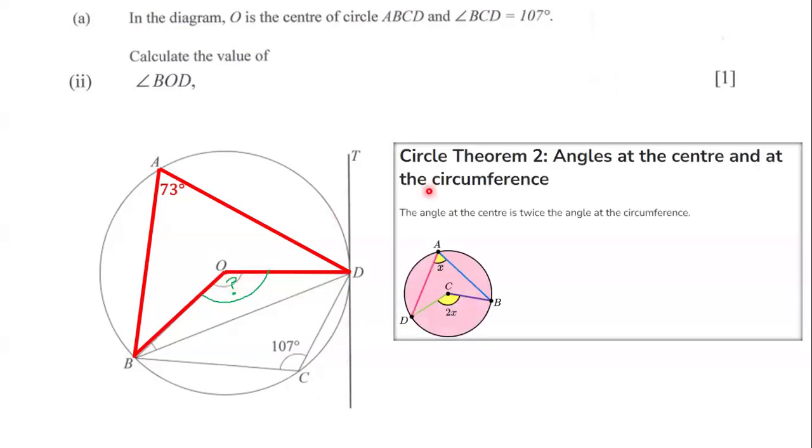We could use this theorem, and the theorem says that the angle at the center is twice the angle at the circumference, which means that if the angle at the circumference is x, then the angle at the center is 2x. Since we know that the angle at the circumference is 73 degrees, the angle at the center is going to be 2 times 73 degrees, which is equal to 146 degrees, and that's the answer to this question.